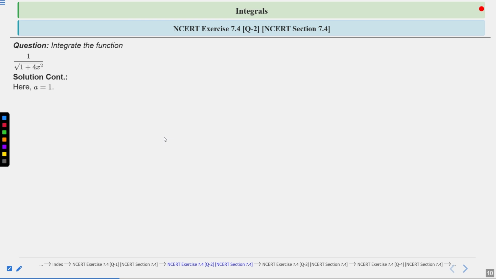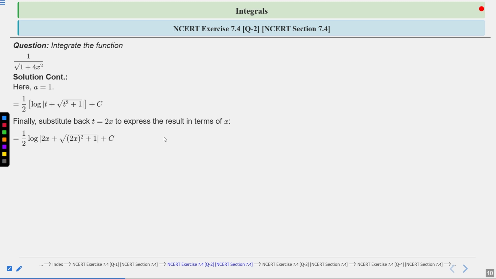Here a is equal to 1. So it will be equal to 1 by 2 log mod t plus root over t square plus 1 plus c. Finally, we substitute back t is equal to 2x to express the result in terms of x.